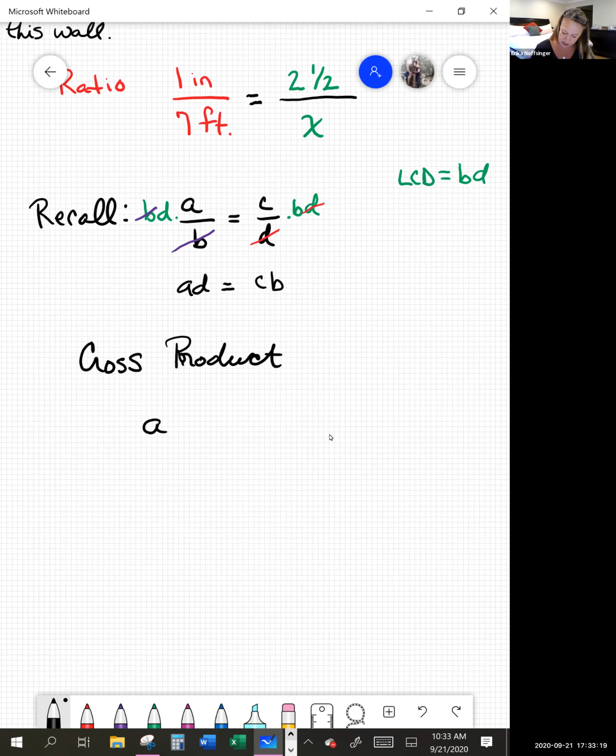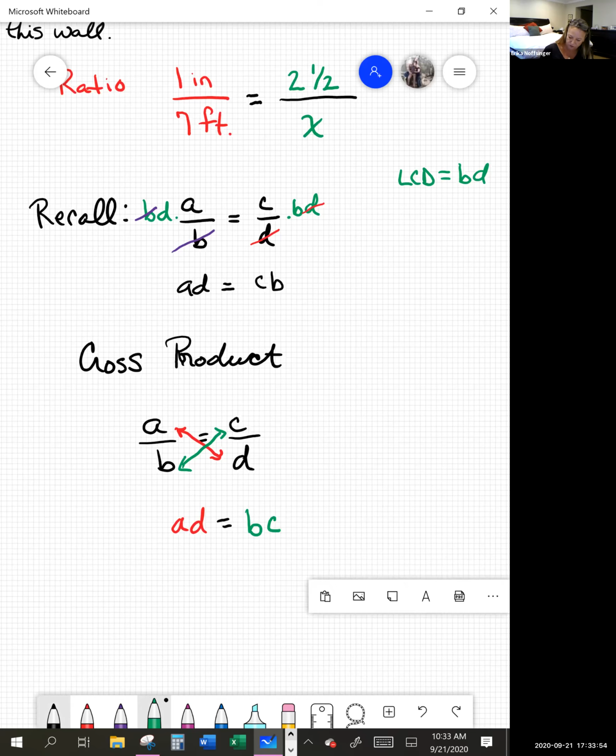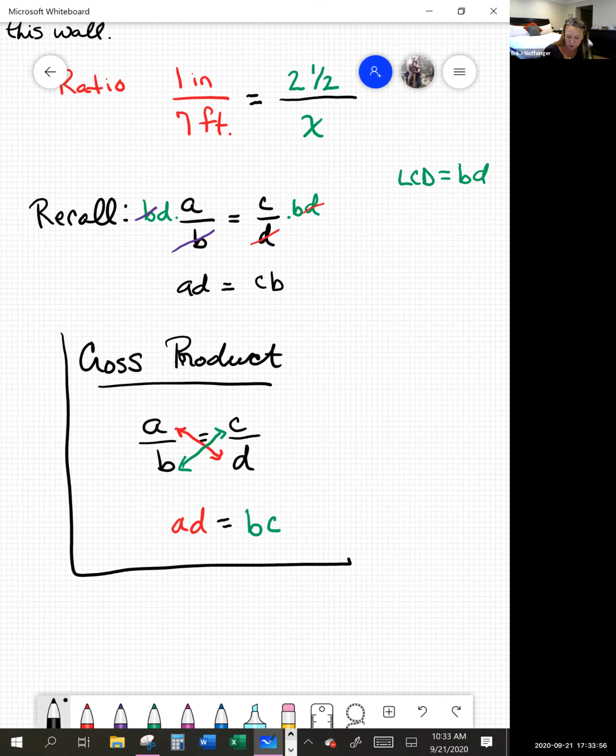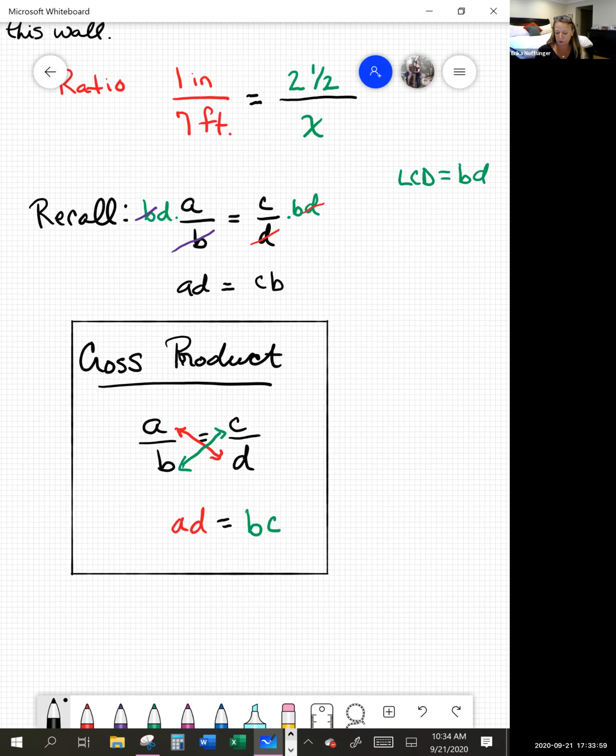So the whole reason behind the cross product is what we just did. If you have A over B, a single fraction equal to a single fraction, this does not work if you have more than one fraction on one side of the equation. But the cross product says what you can do is just multiply diagonally across this equal sign. And so we have A times D is equal to B times C. So we can use this when we're solving for proportions.